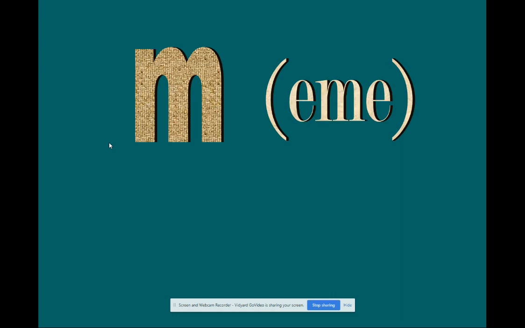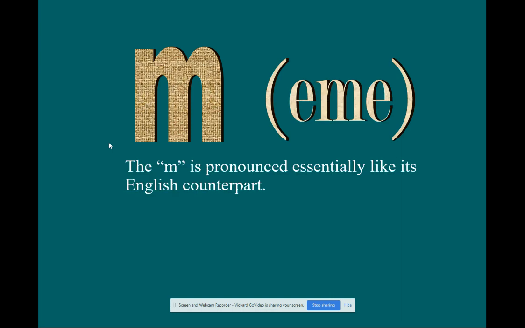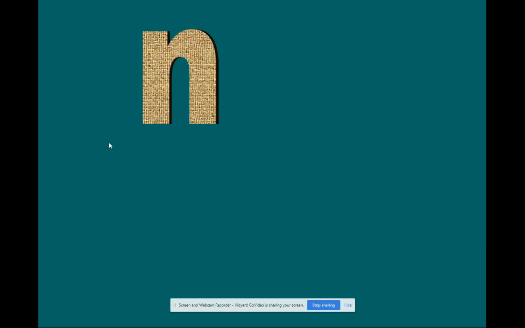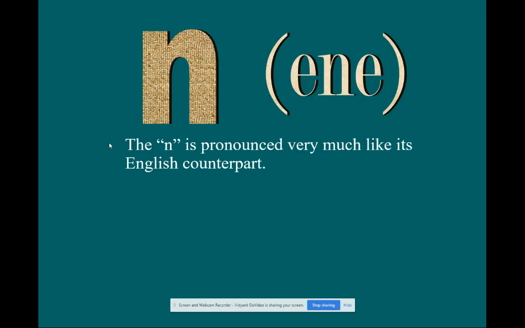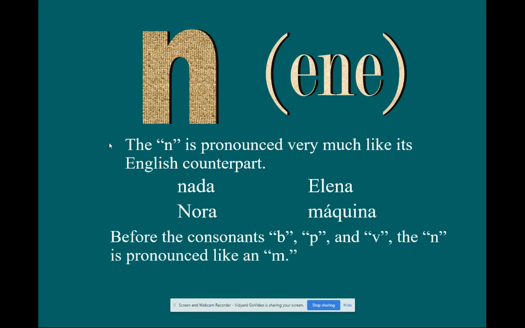M. The M is pronounced essentially like its English counterpart. Mamá, amor, mole, mensaje. N. The N is pronounced very much like its English counterpart. Nada, Nora, Elena, máquina. Before the consonants B, P, and V, the N is pronounced like an M. Un beso, un vaso, un perro.